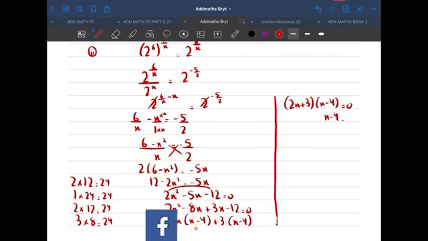So x minus 4 equal to 0, and 2x plus 3 is equal to 0. What's the value of x? Minus 3 upon 2 and plus 4. Do you get till this point?